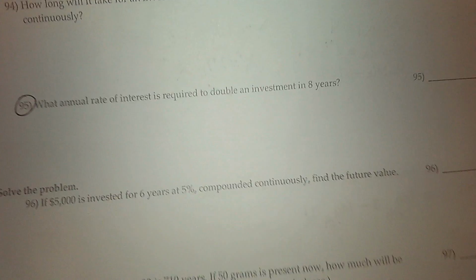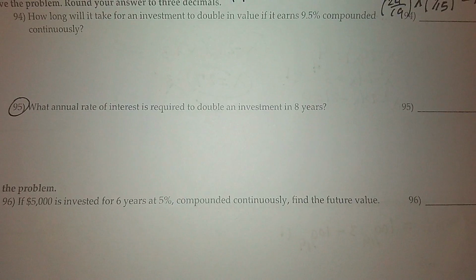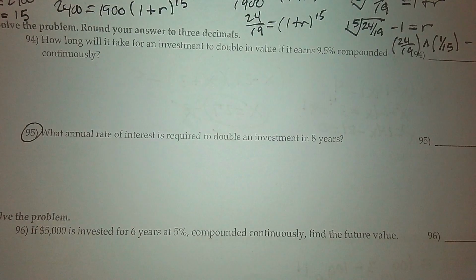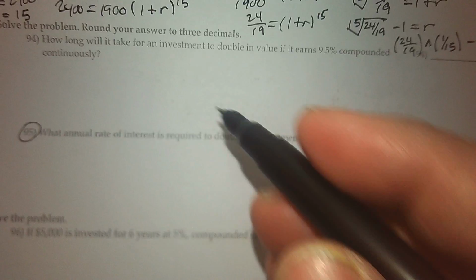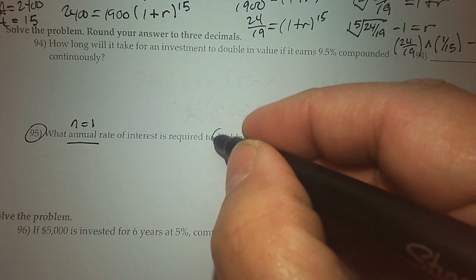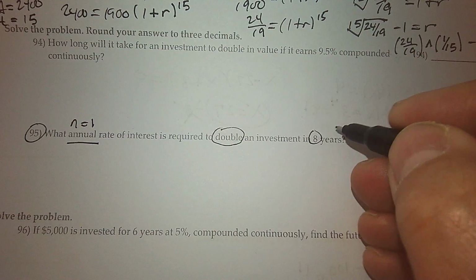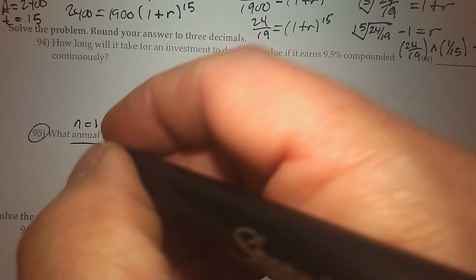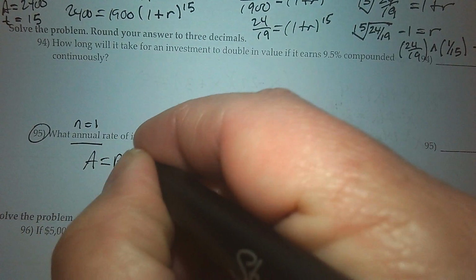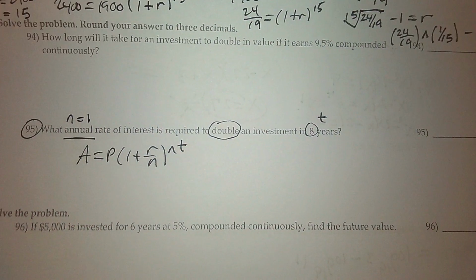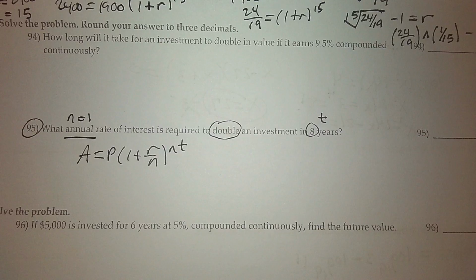All right, 95. What annual rate of interest, and again the word annual means n equals 1, is required to double your investment in 8 years? So we'll start with the same formula. Notice they don't give you any actual money. Whatever you put in, it's going to double.